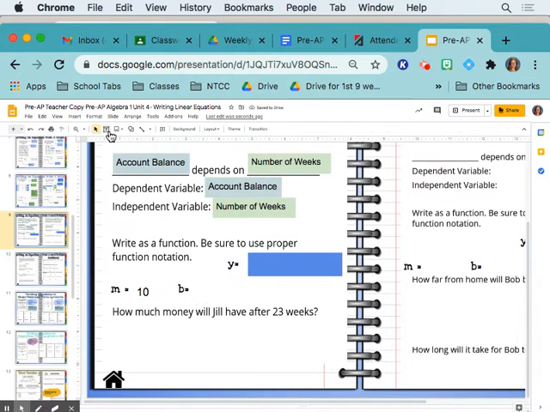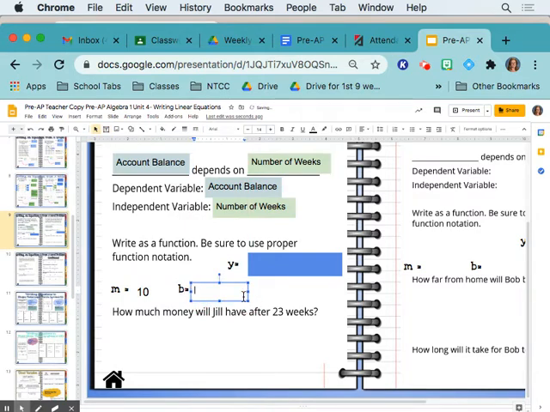And then what is our B value? What did she start with? So that would be your initial amount. How much? 100. So now we need to write it as an equation. So it's y equals 10x plus 100.